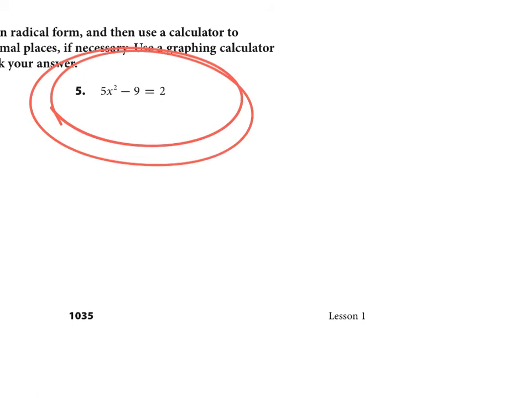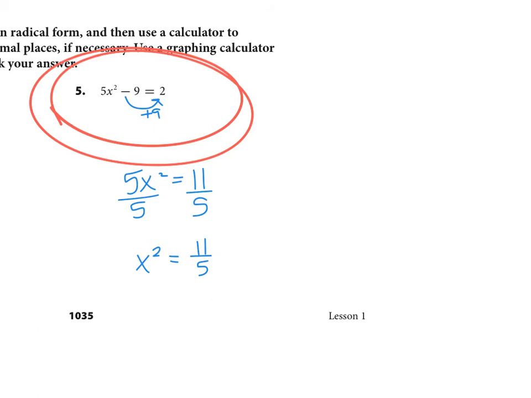All right, if we try another one like that, again, this is just x squared. There's no term that has an x in it, so I'm going to try to just isolate x squared. So I'm going to add 9 to both sides. That gives me 5x squared equals 11. I'm going to divide by 5. That doesn't divide, so I'm just going to leave that as x squared equals 11 over 5.